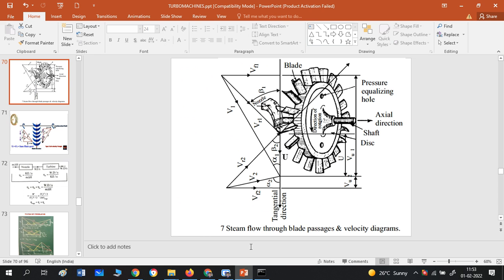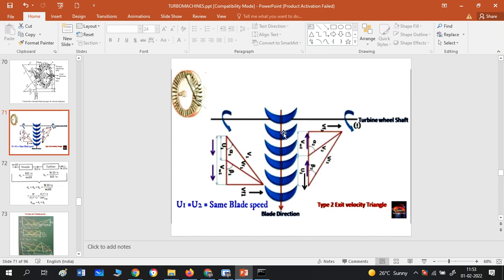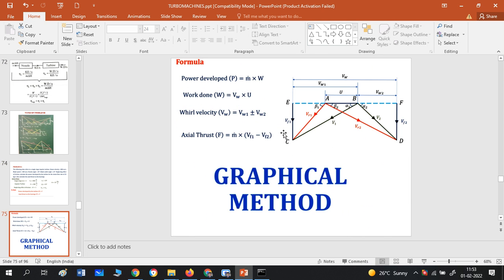Sometimes they'll ask for the tangential thrust, for the tangential bearings. If they ask for the tangential thrust, what can I find out? I can find the delta VU, that is VU1 plus VU2 or VU1 minus VU2. This difference of VU1 and VU2 into mass flow rate gives the tangential force acting on the blade. That equation you can see in the problem.